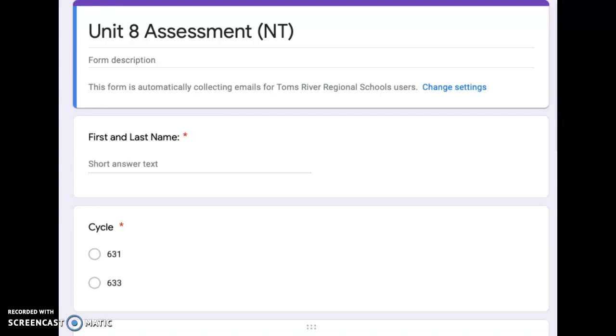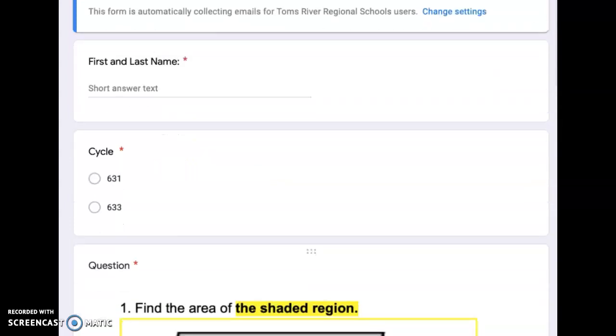Unit 8 Assessment. First, type your first and last name in the box here. Now you will select your cycle number.